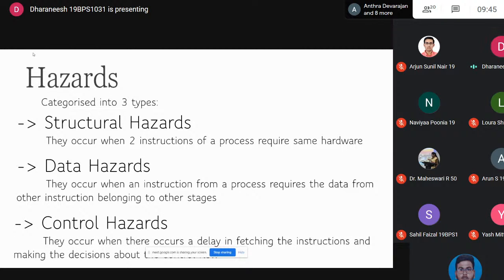And lastly, the control hazard. Control hazard actually occurs when there is a delay in fetching of instructions and making decisions.